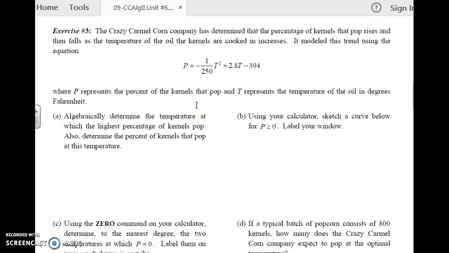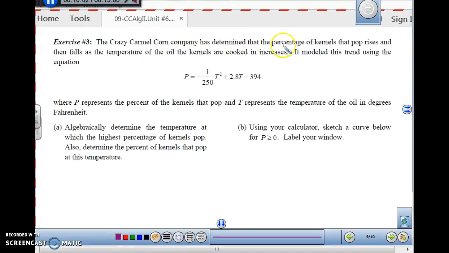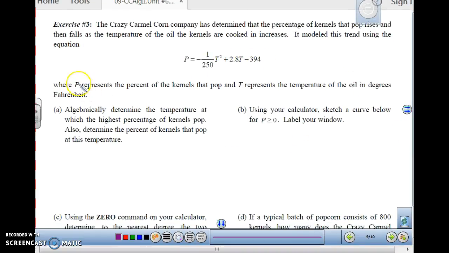The Crazy Caramel Corn Company has determined that the percentage of kernels that pop rises and falls as the temperature of the oil the kernels are cooked in increases. It modeled this trend using this equation. P equals negative 1 over 250 t squared plus 2.8 t minus 394. P represents the percent of kernels that pop, and T represents the temperature of the oil in degrees Fahrenheit. Algebraically, determine the temperature at which the highest percentage of kernels pop. Also determine the percent of kernels that pop at this temperature.